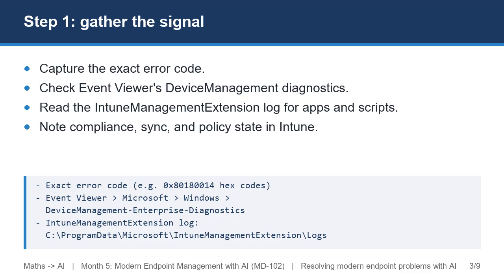AI is only as good as the context you give it, so step 1 is collecting real evidence. Grab the exact error code. Open Event Viewer and find the Device Management Diagnostics log. For app and script failures, the IntuneManagementExtension log is your goldmine. And note the device's compliance and sync state in Intune. The moment a vague "it won't enroll" becomes an error code plus log lines, it's a solvable problem.